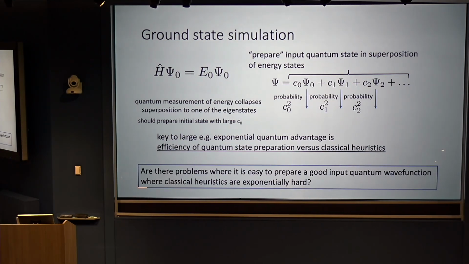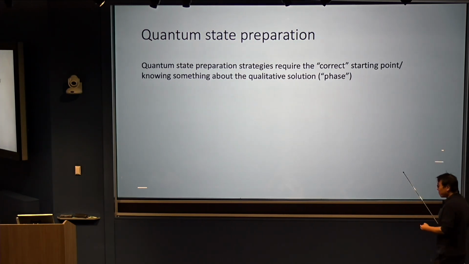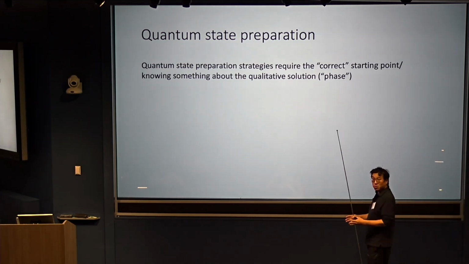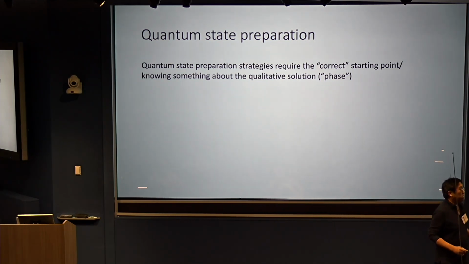So that leads us to the question, are there in fact problems where it's very easy to prepare a good input quantum state, but where all the classical algorithms we know are very, very hard, and so consequently you'd have a very large quantum advantage? So how do I prepare a good state for a quantum computer? Well, as it turns out, to prepare a good approximation to the ground state on a quantum computer, you also need to know something about the solution you're trying to obtain. I mean, you're trying to prepare a specific state, so you need to know something about it.